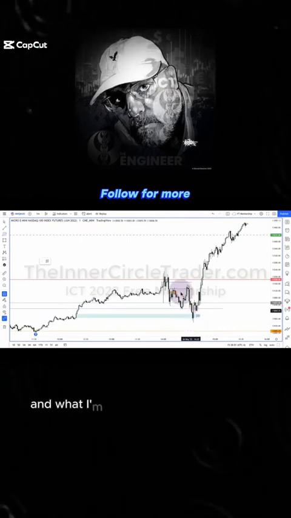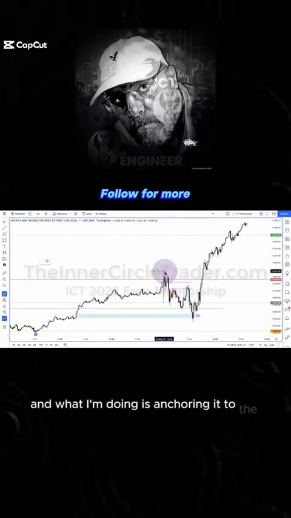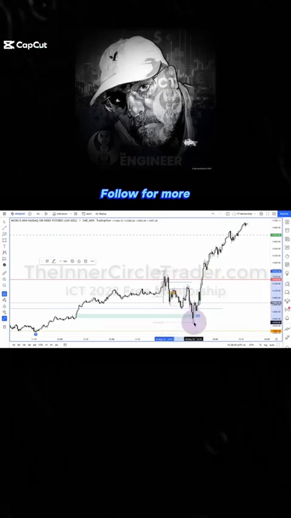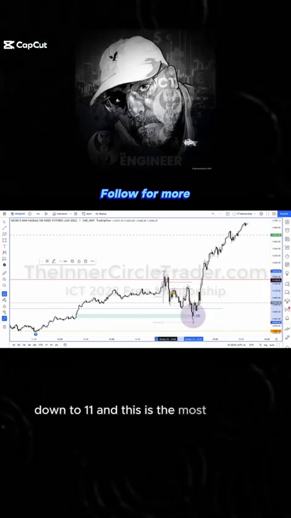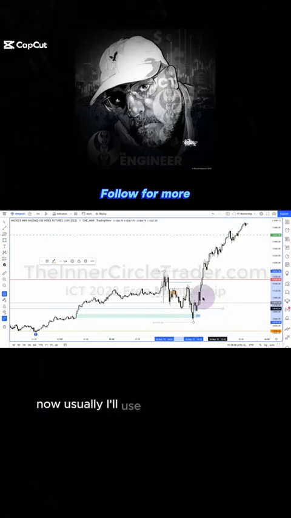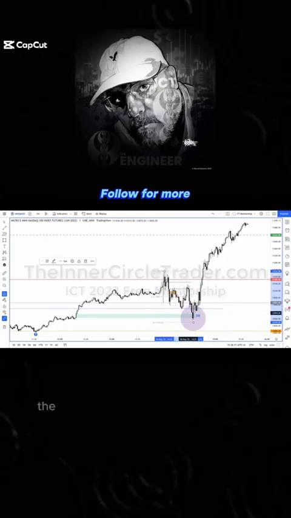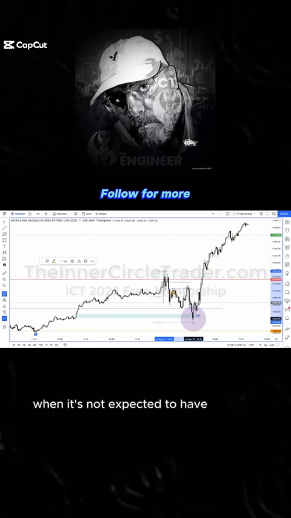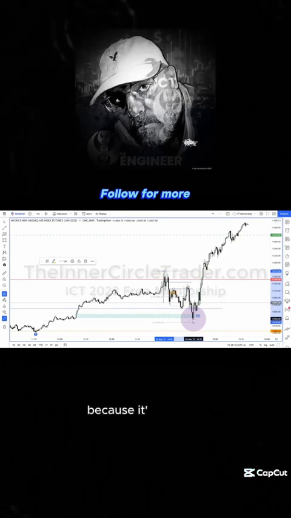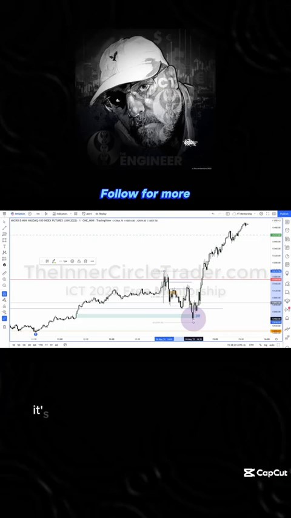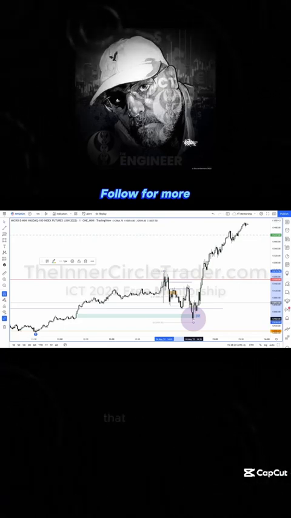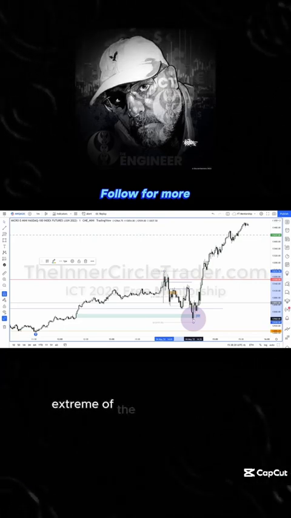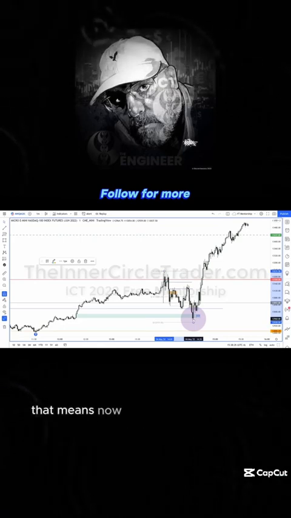What I'm doing is anchoring it to the high. And this is the most extreme. Now usually I'll use the highest open or close, lowest open or close in the price swing when it's not expected to have a whole lot of volatility. Because it's the FOMC, it's more likely to be much more volatile. That means the extreme of the ranges should be considered. That means now I'm going to use the wicks.